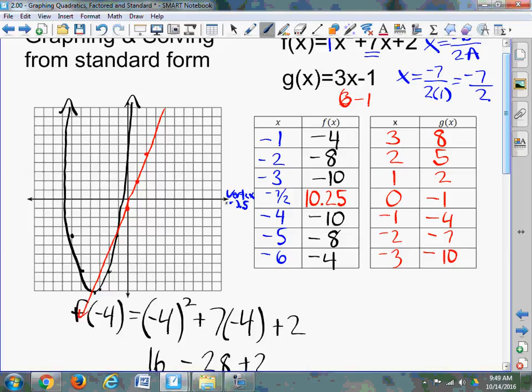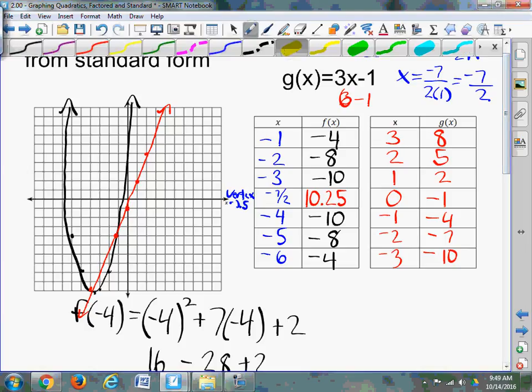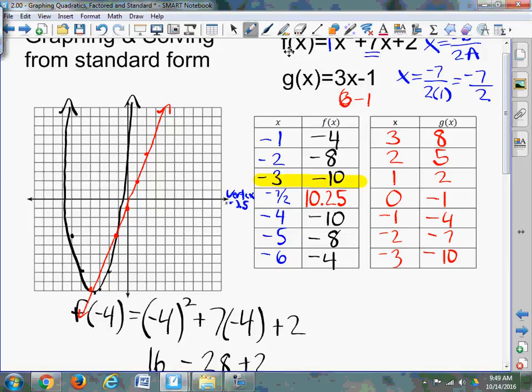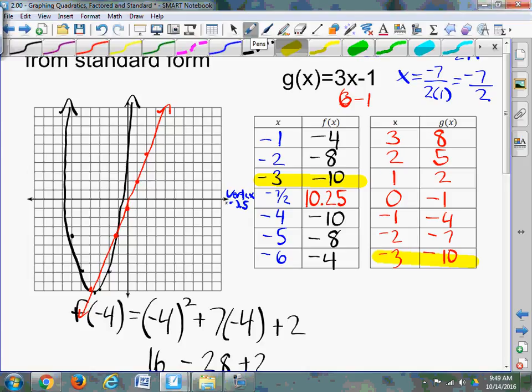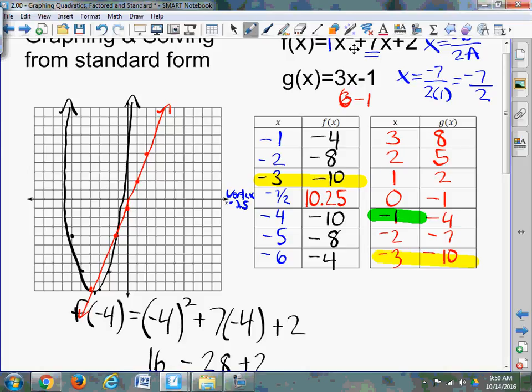All right, and we see that it hits twice. It looks like it might hit cleanly here, maybe here, but it's hard to tell just by looking at it, but we can see it in our table. All right, I can see -3, -10 in the table. All right, and I see -1, -4 also in the table. So if I wasn't sure by how accurately I graphed it, I can see it in the table. All right, and last thing we're going to do is solve it algebraically.